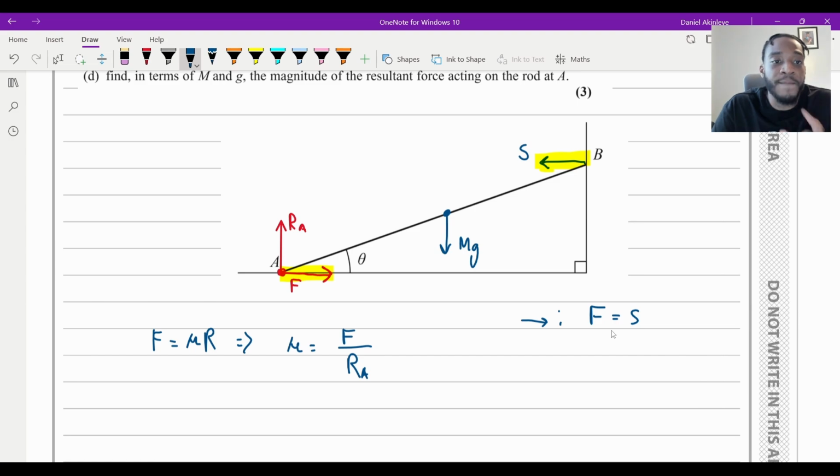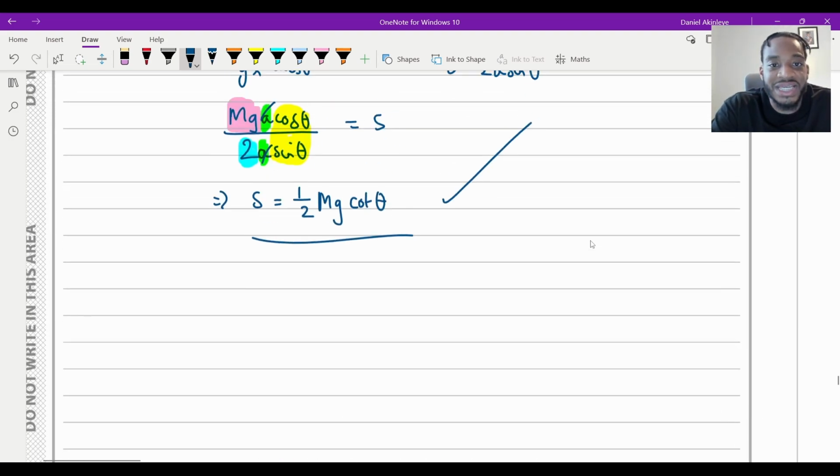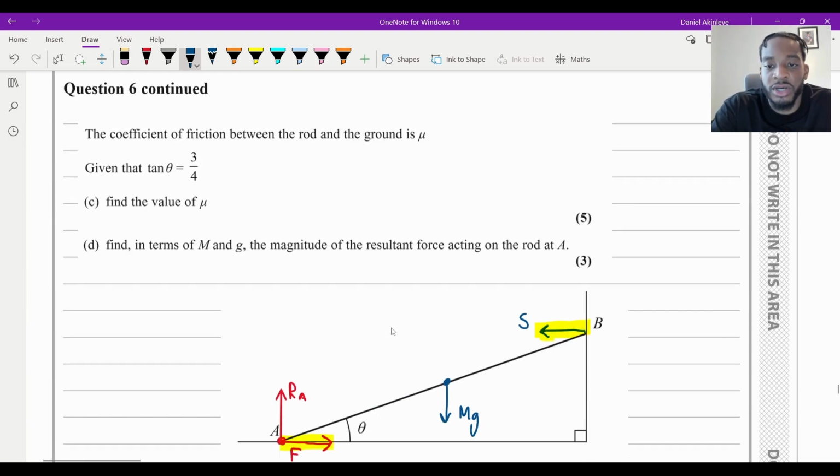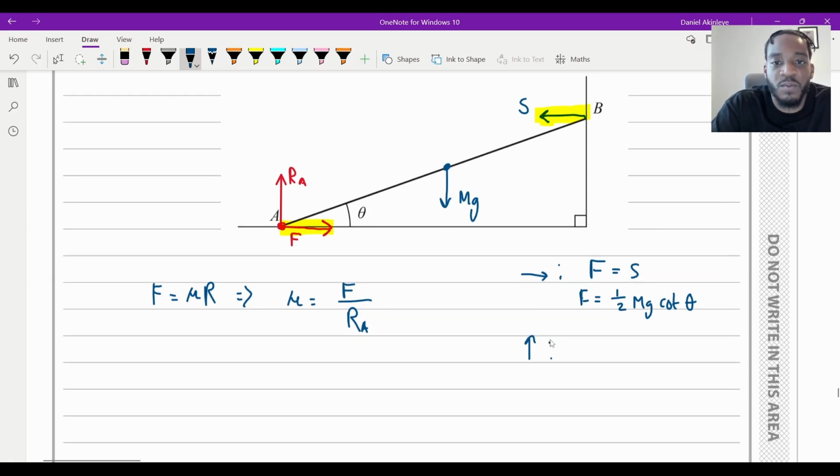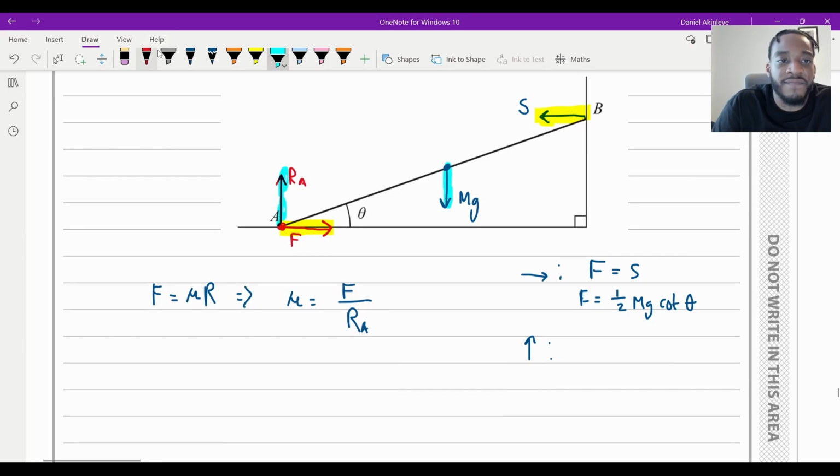But remember though, in part B, we showed that S is actually equal to a half mg cot theta. So in other words, we could just say that F is just equal to a half mg cot theta, right? So we know what F is. That's fine. Now let's resolve vertically. Now, if I resolve vertically, we can see quite clearly that this reaction force RA, right, has to be equal to this force mg here. So I could just say that RA is just equal to mg.